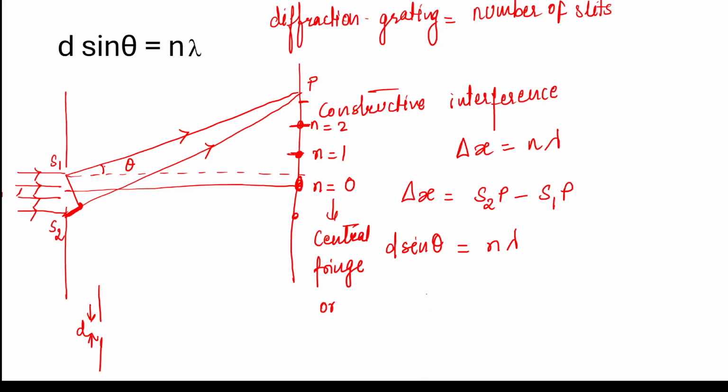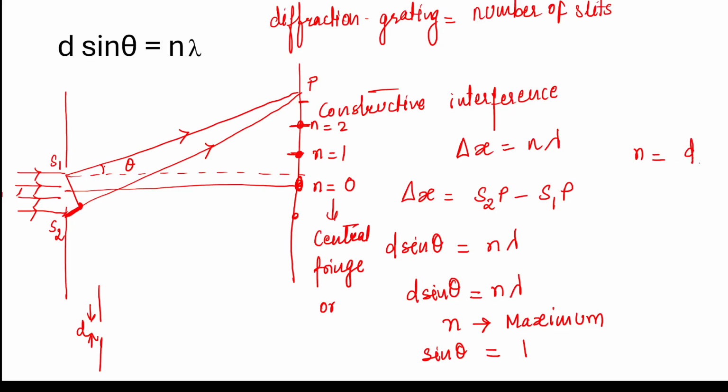Now, for example, in some of the questions, d sin theta equals n lambda. So if the question says, what is the maximum order of the fringe? So they want the value of n to be maximum. So if you want the value of n to be maximum, sin theta would be 1, because that's the maximum value of sin theta. So in that case, the maximum value of n would be d over lambda. This is the maximum n.